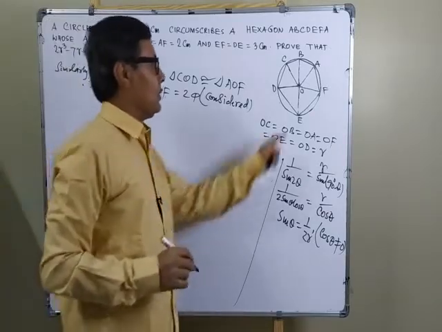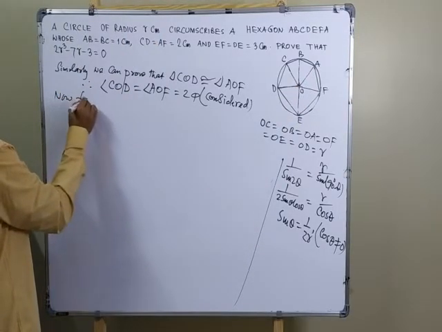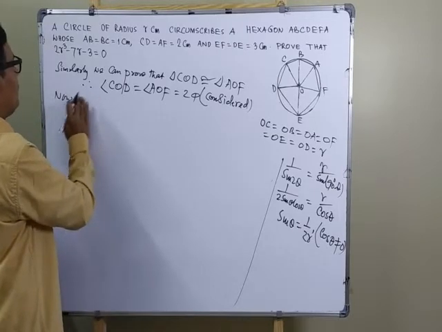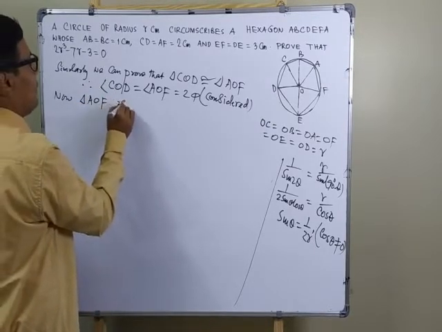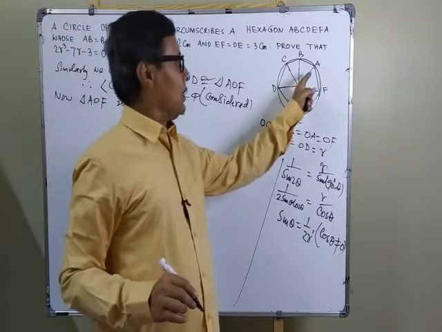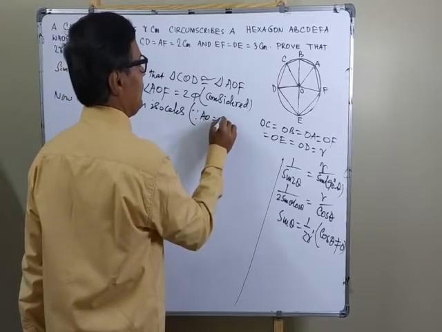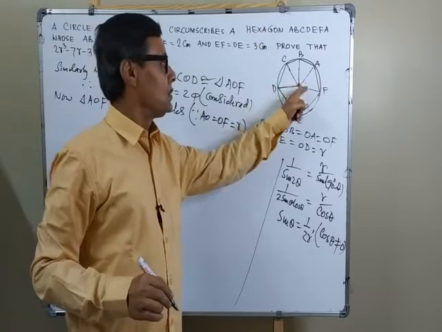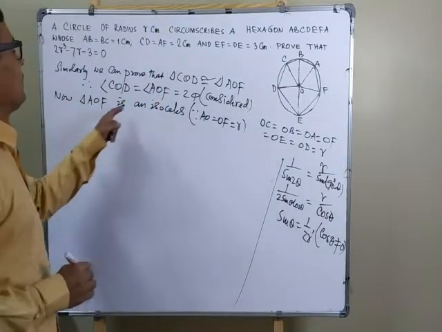Now we can take the triangle AOF. This triangle is also isosceles because AO is equal to OF is equal to R. These are the radii of this circle, and the radius is given as R. As these two sides are equal, this triangle is called an isosceles triangle. So AOF is an isosceles triangle.